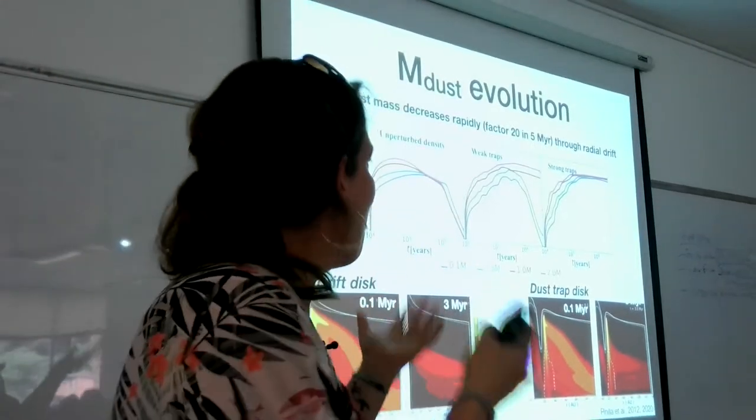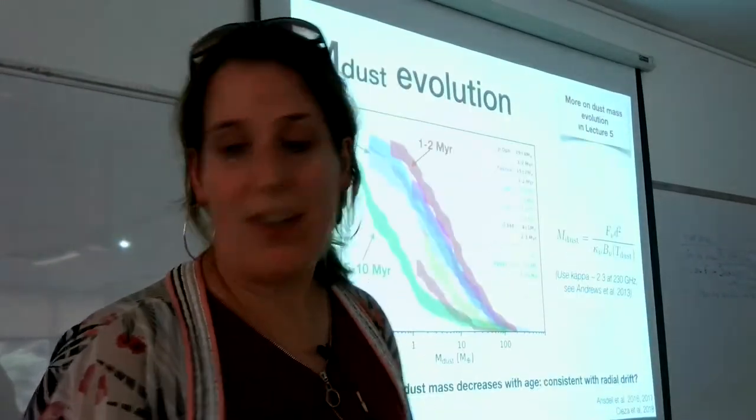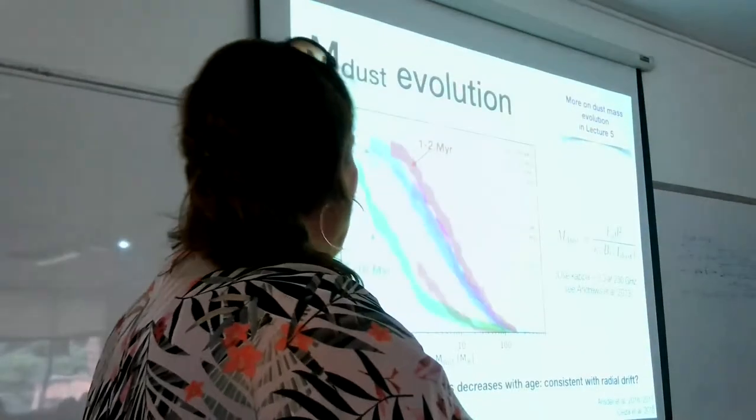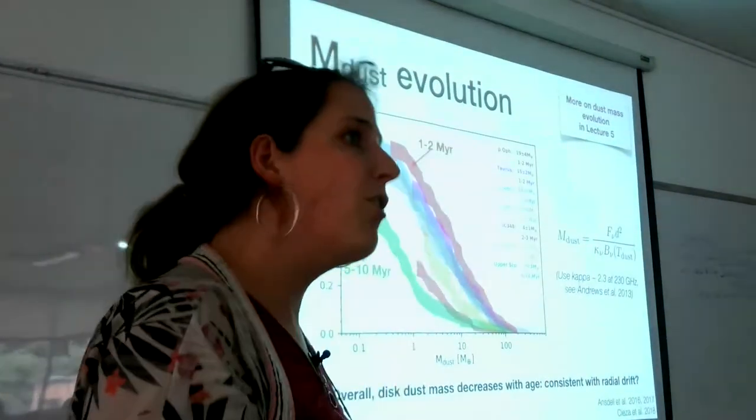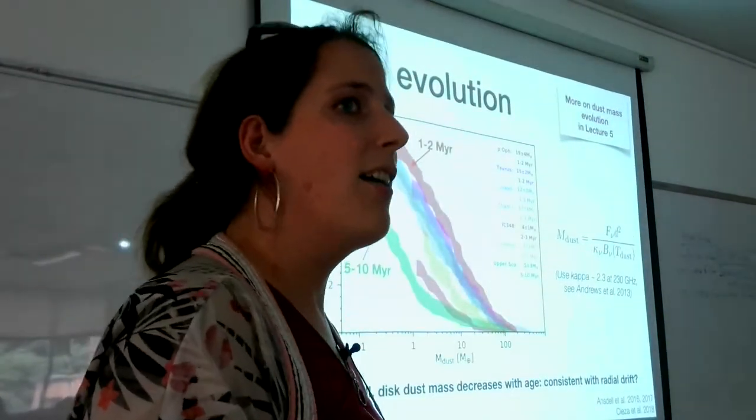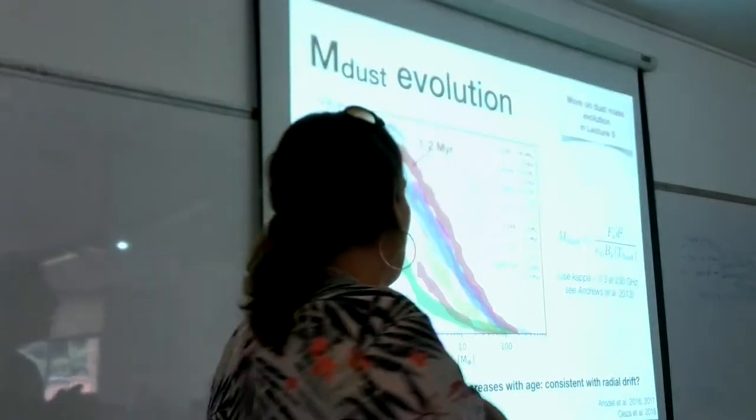Looking at the trends from the observations, the fact that the dust mass decreases over time suggests that the bulk of the disks really are affected by radial drift and lose their dust mass.